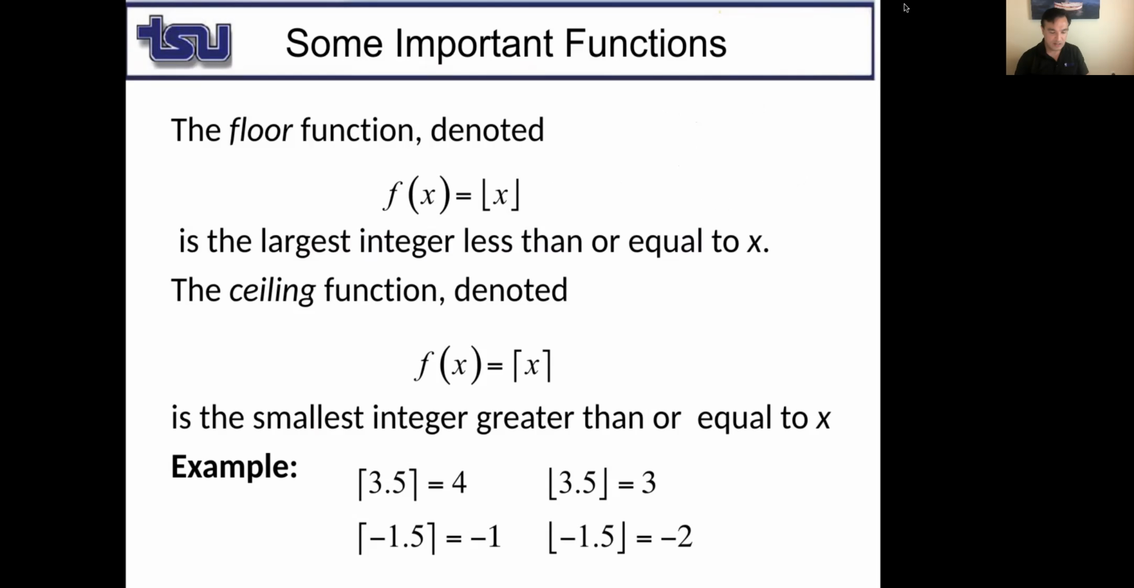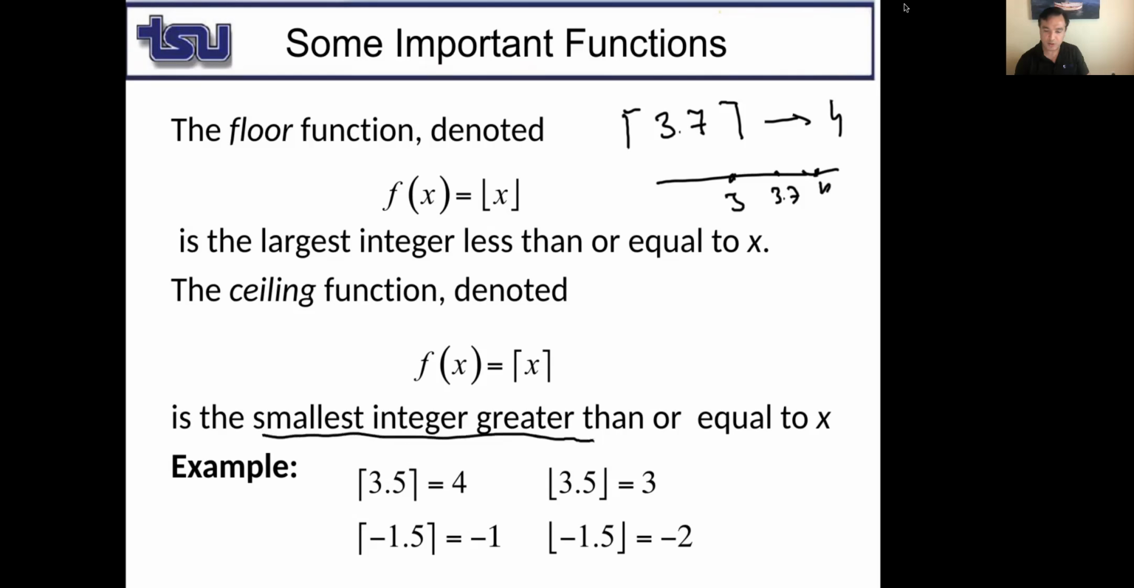Similarly, the ceiling function. The ceiling function is the smallest integer greater than or equal to x. For example, for 3.7, the ceiling will be what? 4. So this is 3, this is 3.7, this is 4. So the smallest integer greater than or equal to 3.7 is 4. How about negative 2.1? The ceiling: this is negative 3, this is negative 2, this is negative 2.1. The smallest integer greater than negative 2.1 is what? Negative 2. So this will be negative 2.